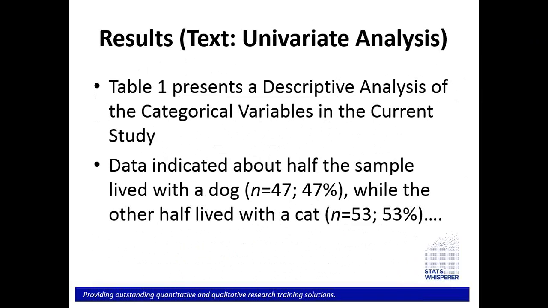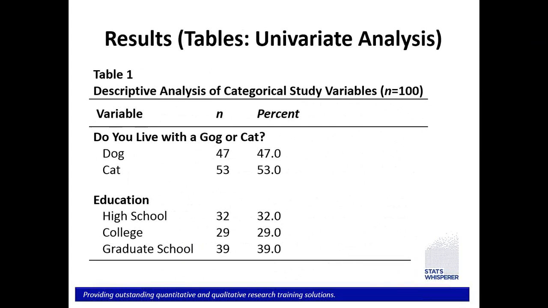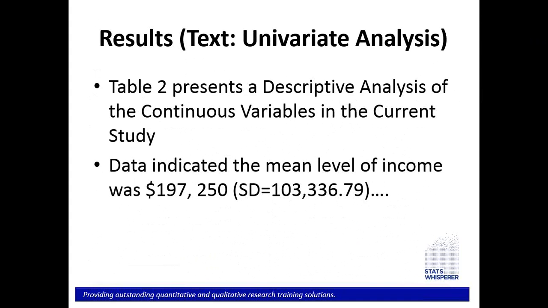So for example, we say data indicated about half the sample lived with the dog, while the other half lived with the cat. And then in parentheses, we have the N, the frequency, the number of people for a dog is 47, which is 47% of the sample. And the N for people that live with the cat is 53, which is 53% of the sample. And there we have the tables. Like we said, a picture is worth 1,000 words. So that's our picture.